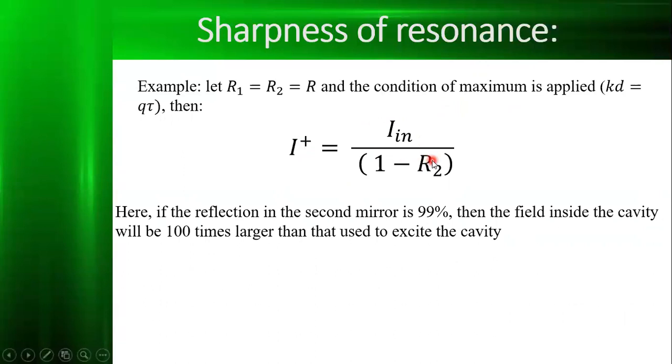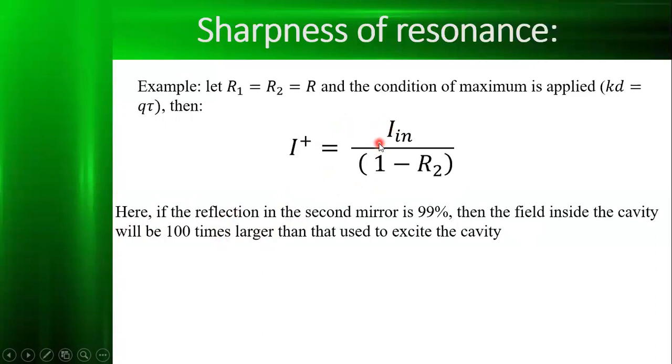Because basically, as you know, the reflection of mirrors is a relatively high number. For example, you can say that R2 is equal to 99%. You have a reflection coefficient, or intensity reflection, of 99%. Then simply if you substitute here 0.99, that means that I plus equals I incident over 1 minus 0.99, which is 0.01. Here again, I plus, the total intensity of photons inside the cavity, is equal to the incident photons over 0.01, which means that what is inside the cavity is 100 times greater than what is outside.